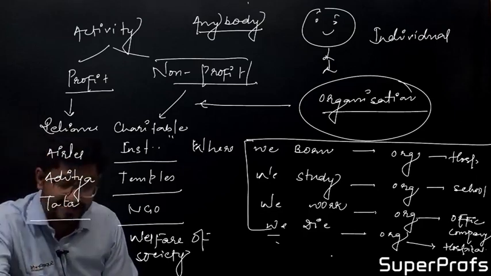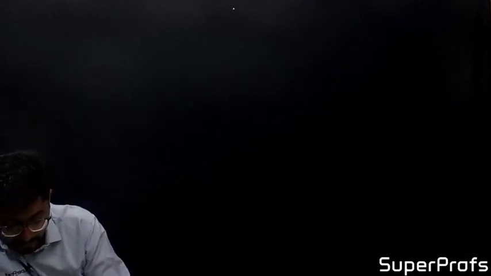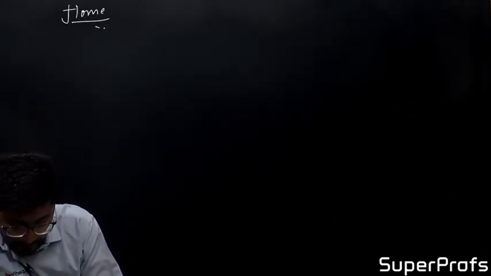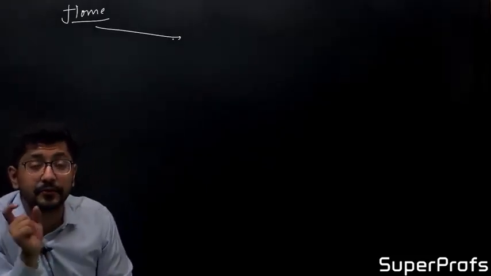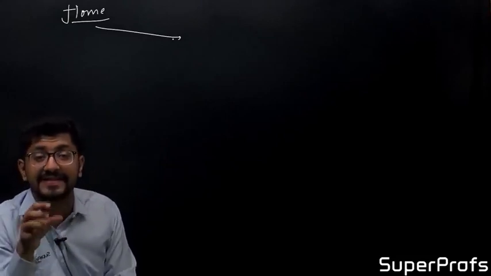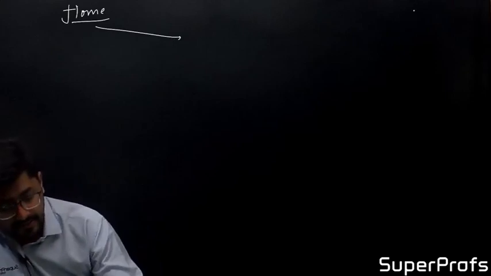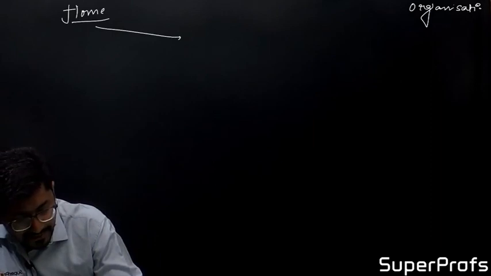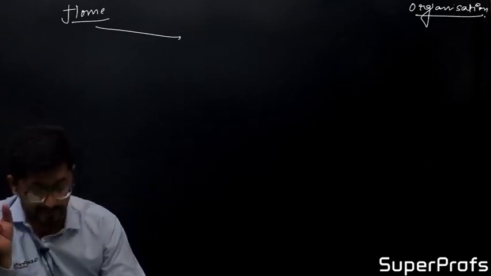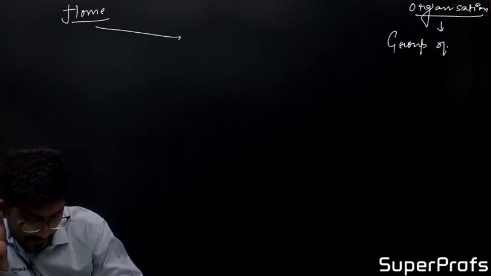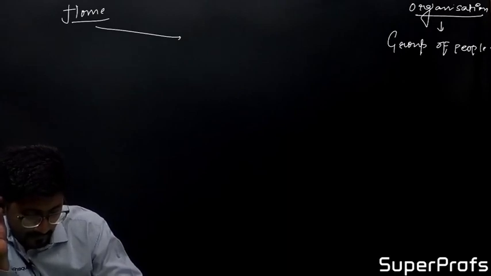One question arises: sir, can we say our home is also an organization? Your home. Why are you saying that your home is an organization? Why can you not say that your home is not an organization? Just look at the point whether we can say that your home is also an organization. Here we are writing organization. There are some elements which form an organization. The first element is a group of people. Second, a common objective.